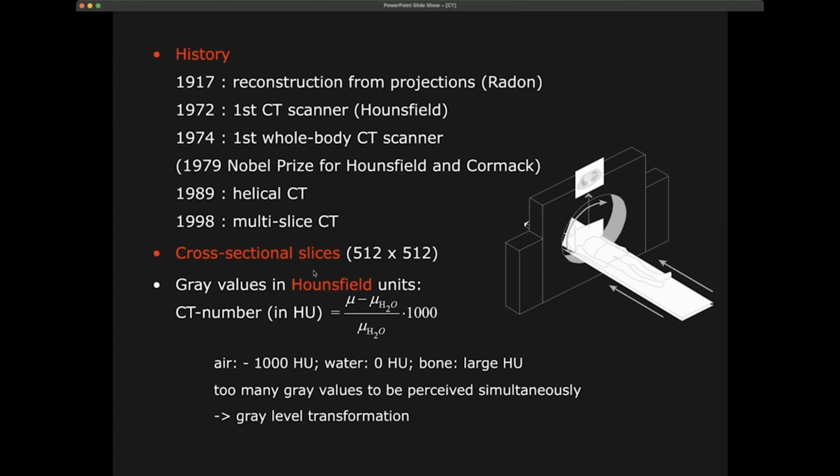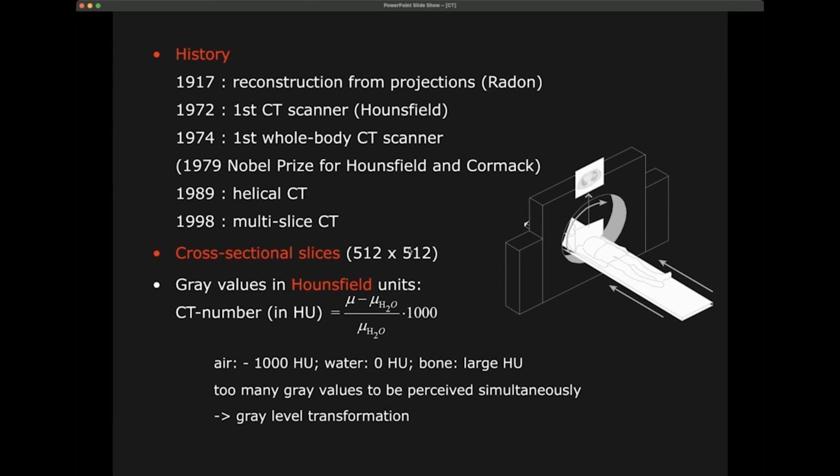Okay, so typically we make cross-sectional slices, and a typical image size, as I said before, is 512 by 512 pixels. So again, as I said before, that's not much. If you cover the whole cross-section of a body with just 512 pixels in each direction, the pixel size and the resolution that we get is not that great. It's in the order of roughly 0.5 millimeter. That is the order of magnitude that we can get as a spatial resolution with a CT scan.